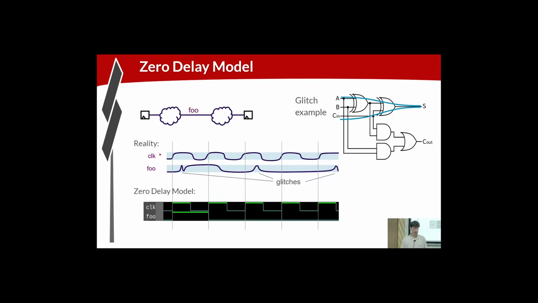So the reality of the signal, the clock is not perfect, and the transitions on foo take time and are glitchy and imperfect. So the reality might look like this. What you're going to see in the zero delay model would be this. Okay, so this transition, for example, all of this happens instantly with a zero delay model, and we see it in the waveform as just a high value.